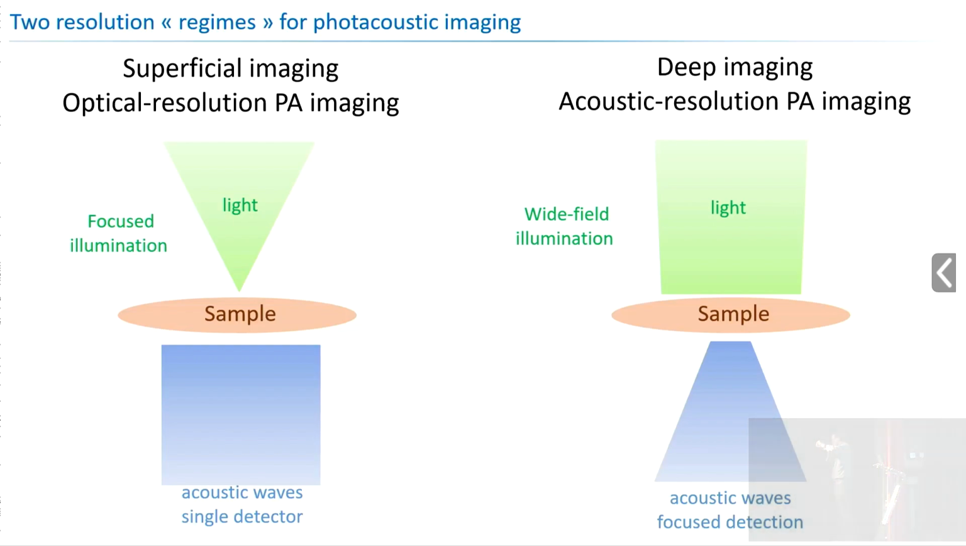Now the second regime is when you shoot light with wide field illumination. Even if you were actually trying to focus at several millimeter and centimeter depth, you get wide field illumination because of multiple scattering. And now the resolution comes from the fact that you listen with some spatial resolution coming from the ultrasound, which is not as good as optics, but which remains about 100 microns at centimeter depth.